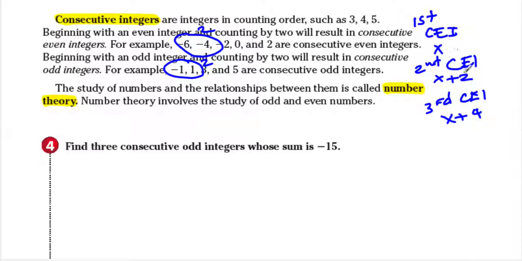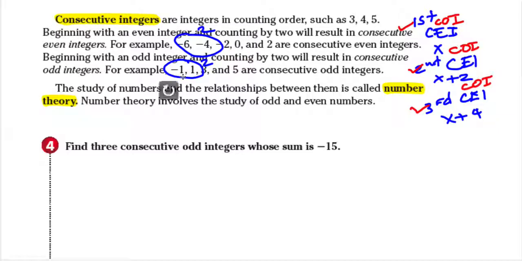Now, it does not matter if it's a consecutive even or consecutive odd integer, you will have the same let statement. So this still holds true for the first consecutive odd integer, second consecutive odd integer, and third consecutive odd integer. So the let statements are the same for both odd and even integers. Okay, let's see how this works.